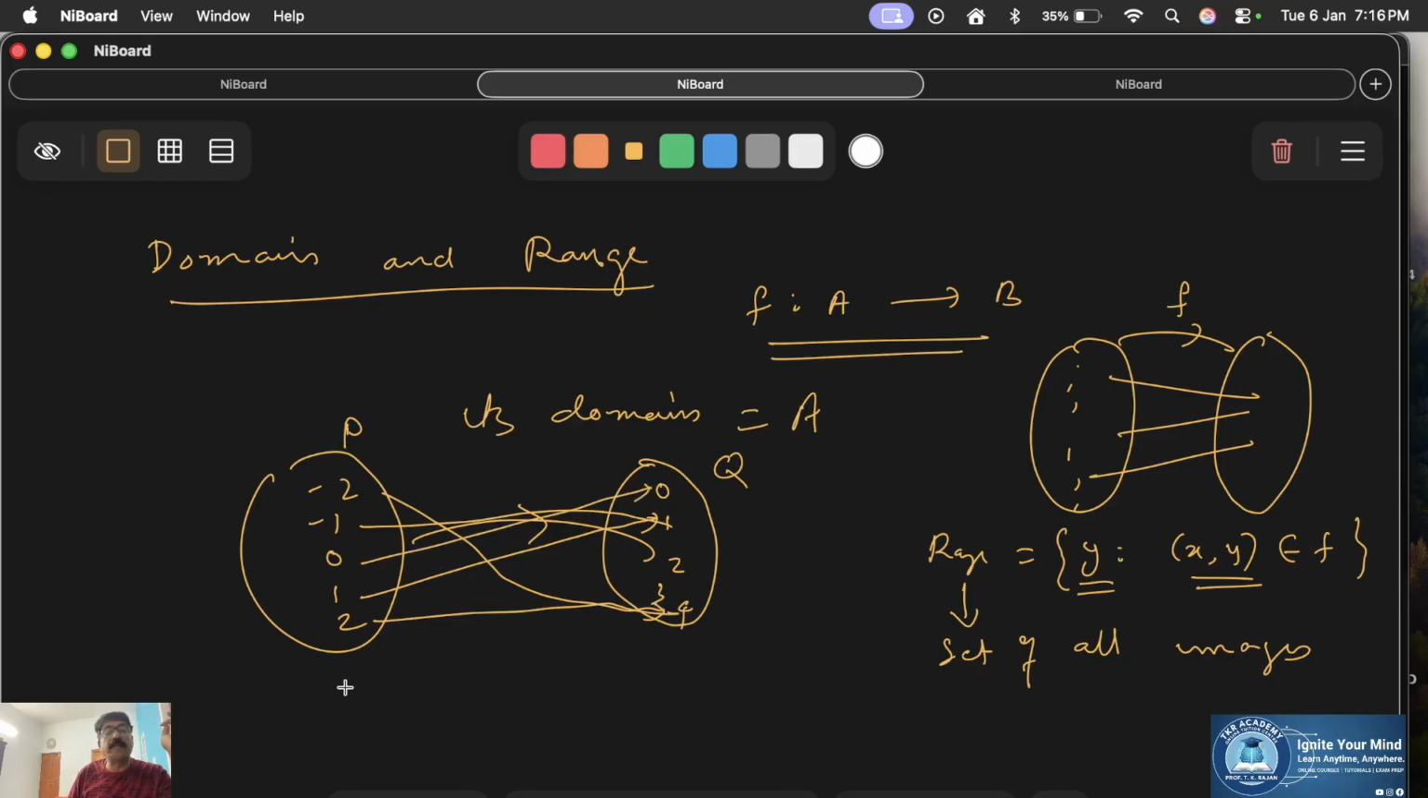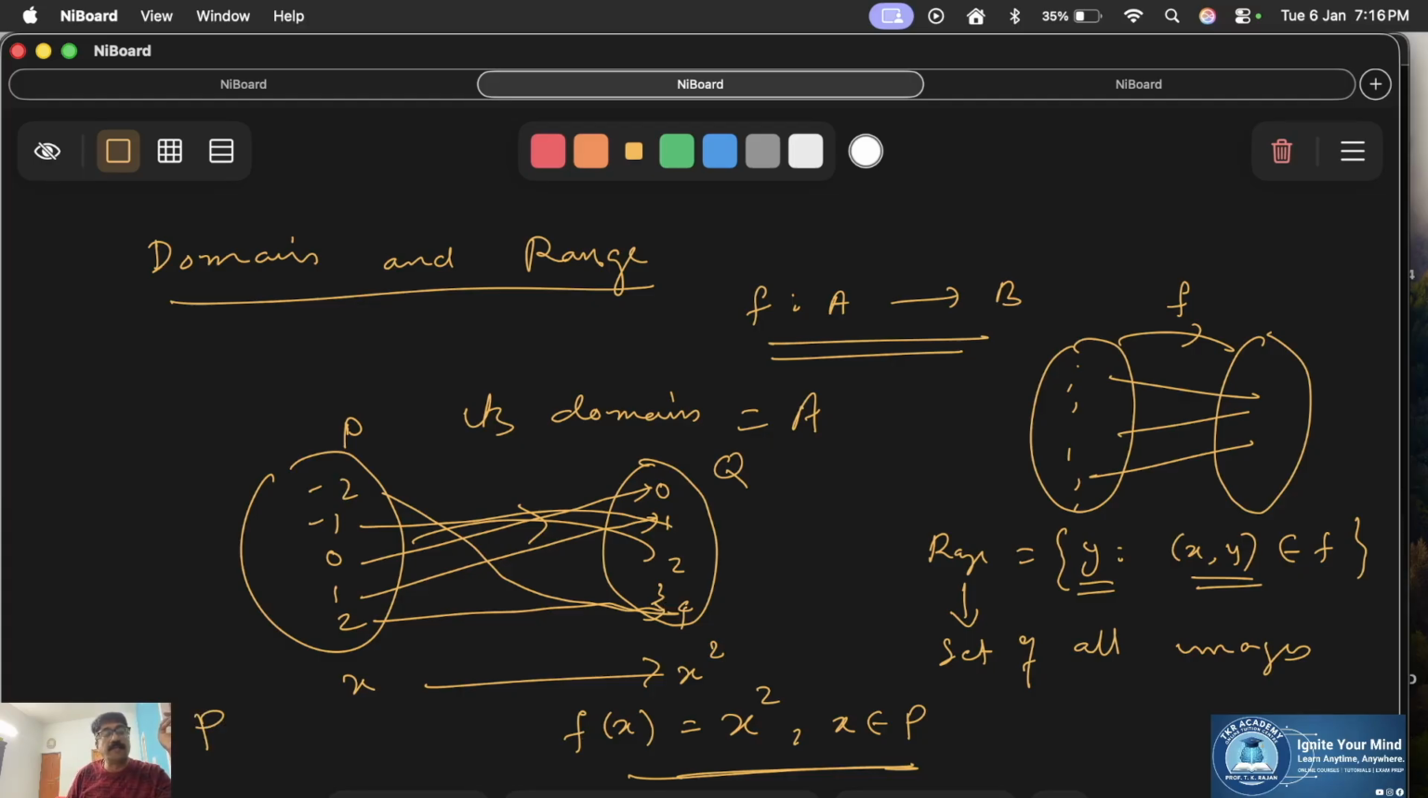That means every element x is taken to its square. The image of x is x square. Or this function we can write algebraically as f(x) = x², where x is in P. This is how we define algebraically this function f(x). Every element is taken to its square. Now the domain of this function, domain of f, is the whole P.